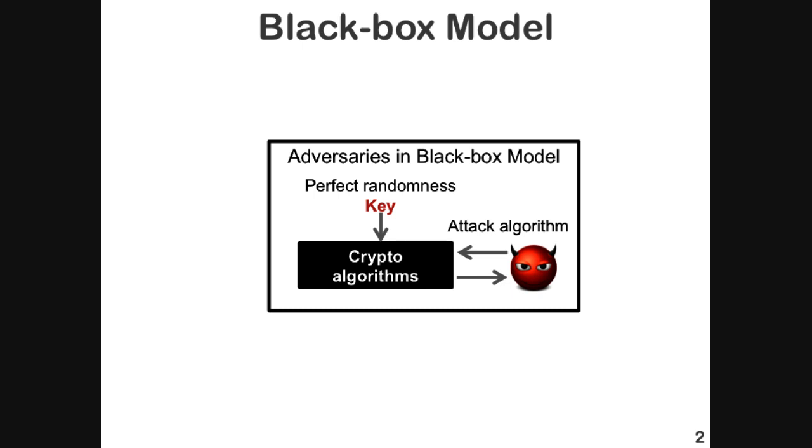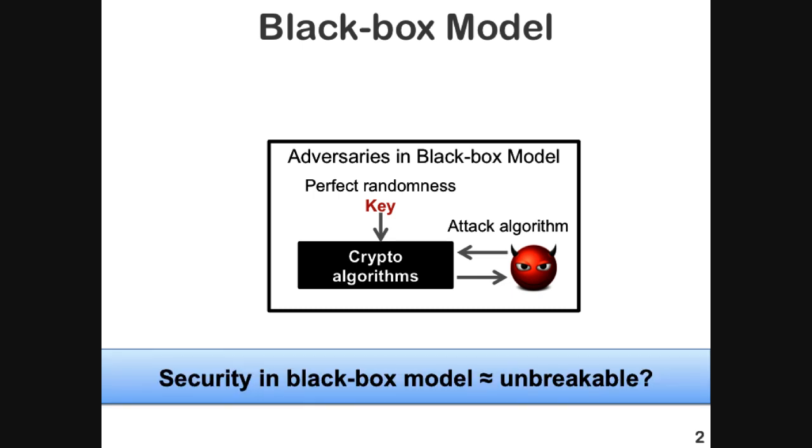And it's called black box model because whatever happens inside this box here, the adversary has absolutely no knowledge about this. So in particular, he doesn't have any information about the secret key. Okay? So most of the security proofs are done in this black box model. So we show that it's impossible for an adversary to break the algorithm as long as the key is perfectly random and the attacker only has access to the algorithm.